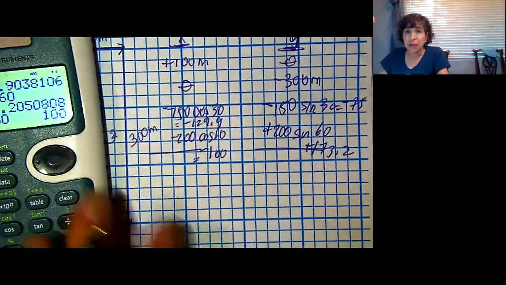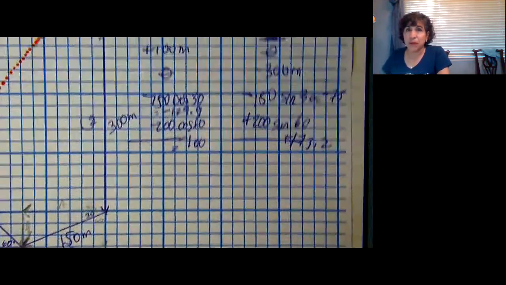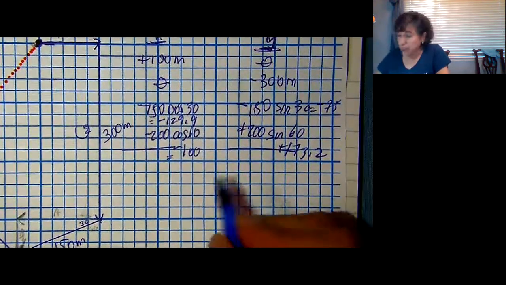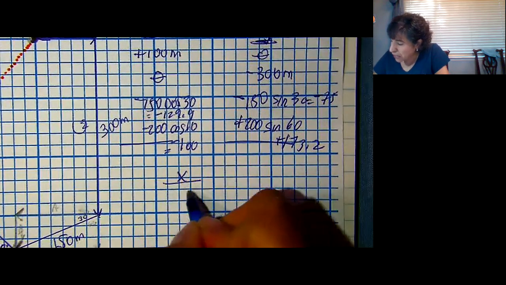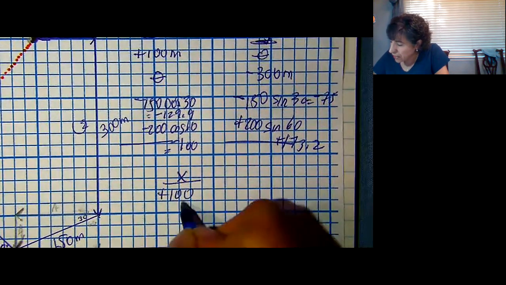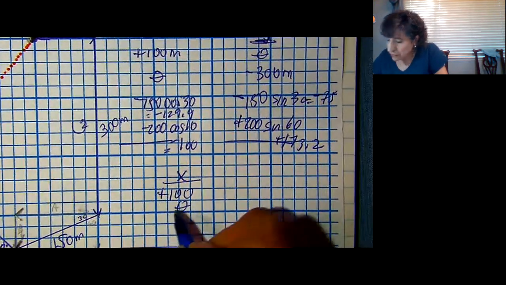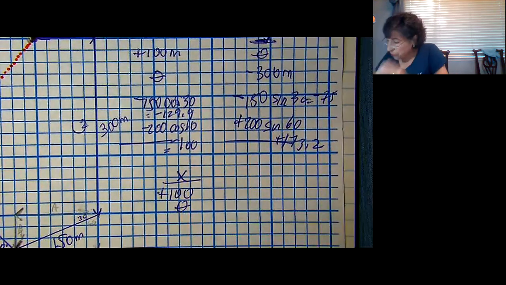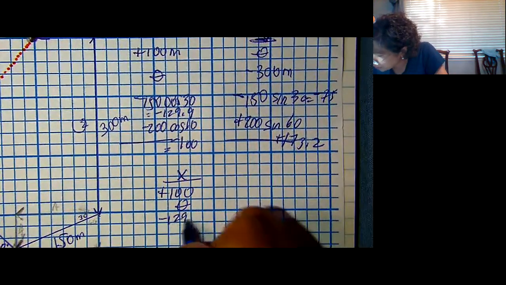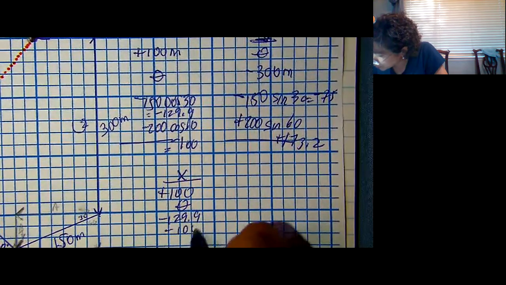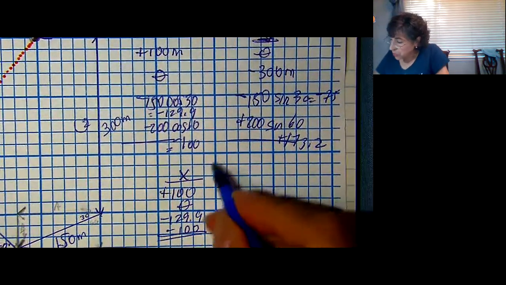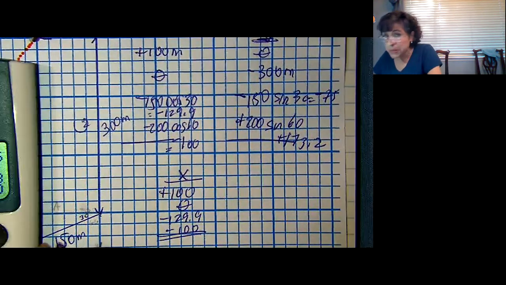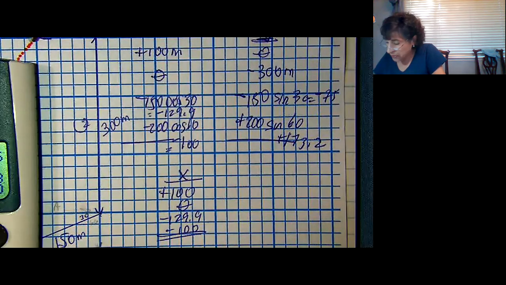All right, so that's kind of messy, so I'm going to rewrite them all. Okay, so in the X column, what do we have here? Next column, we have plus 100. We have 0. We have negative 129.9, and we have minus 100. Okay, those are the ones we want to add up, and that'll be the X component of the resultant vector.